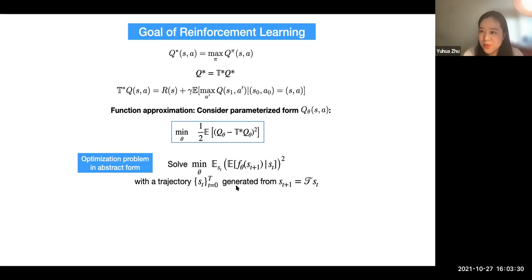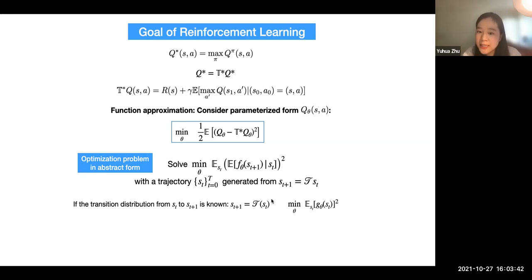So how do we solve this problem? If we already know the transition dynamics, that is, if we already know this operator T, we can insert this operator into the objective function to replace S_{t+1} by the transition of S_t. Then we can transform this into an objective function that depends only on the current state S_t. Then we update the parameter theta by the gradient of this objective function, which is the expectation over the current state of g(S_t) times the gradient of g(S_t). The unbiased gradient of this true gradient is simply g(S_t) times the gradient of g(S_t) at the current state S_t. And given a trajectory S_t, we can simply update our theta using it.